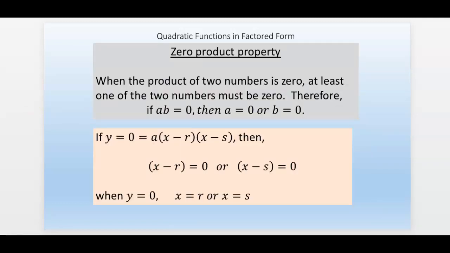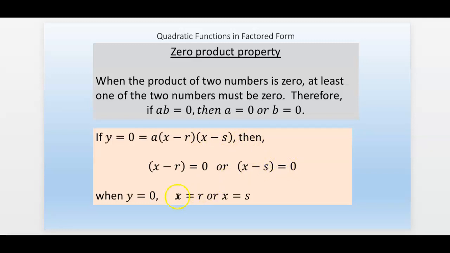The reason it works is something called the zero product property. Guys, if the product of two numbers is 0, at least one of those two numbers must be 0. So if a times b is 0, then either a is 0 or b is 0. So if we have a quadratic in factored form and a is not 0, then either x minus r must be 0 or x minus s must be 0.